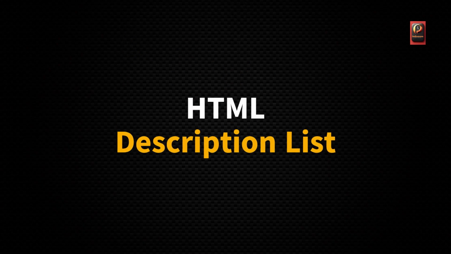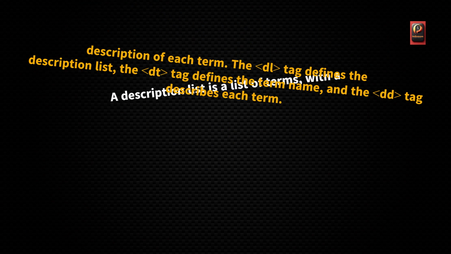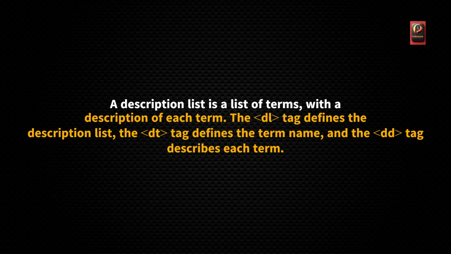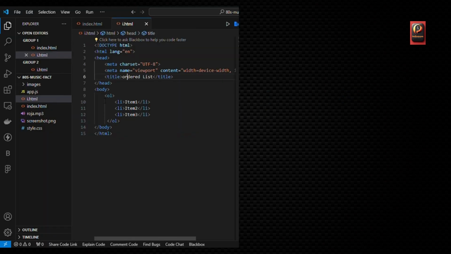HTML description list. A description list is a list of terms with a description of each term. The DL tag defines the description list, the DT tag defines the term name, and the DD tag describes each term. This example describes the HTML description list.